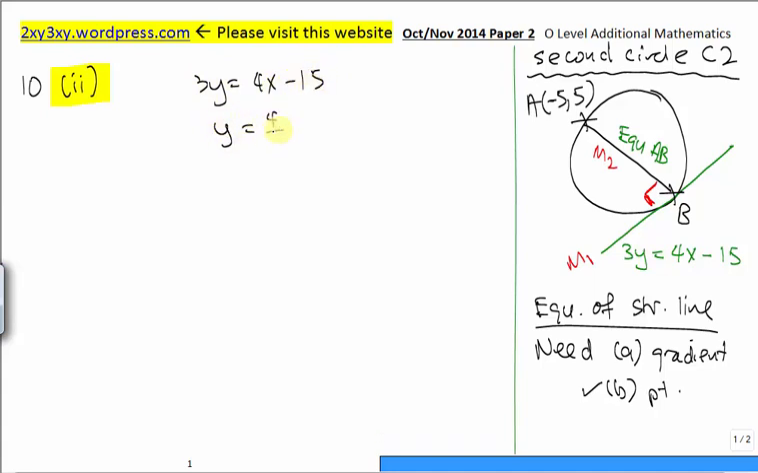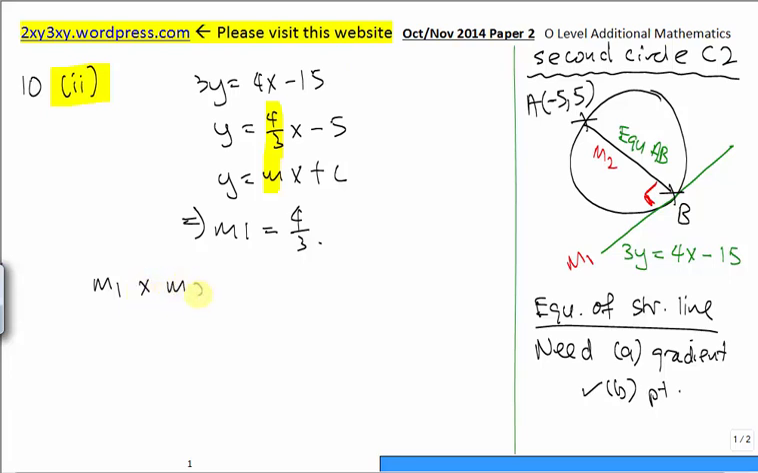So y will be 4 over 3x minus 15 over 3, which is 5. So y equals mx plus c. Therefore, m1 will be equal to 4 over 3. And we know that m1 multiplied by m2 equals -1 because these two lines are perpendicular to each other. So m2 will be equal to -1 divided by 4 over 3, which is -3 over 4.